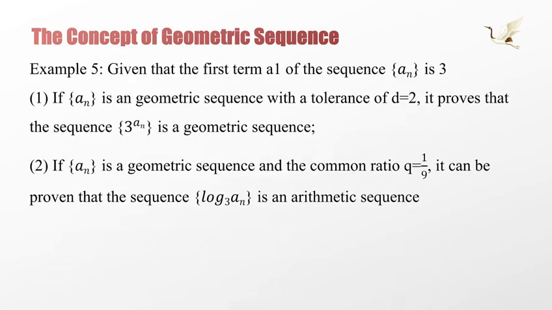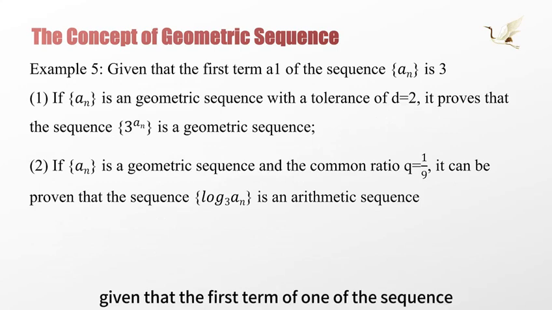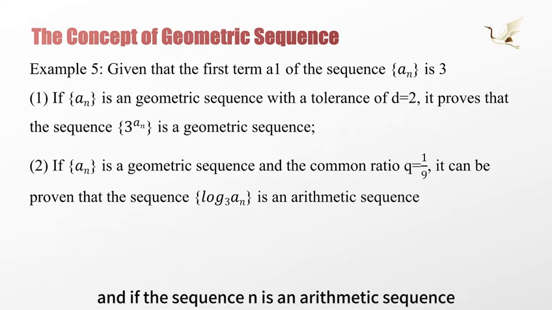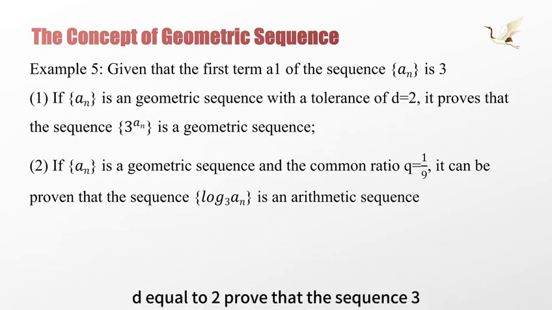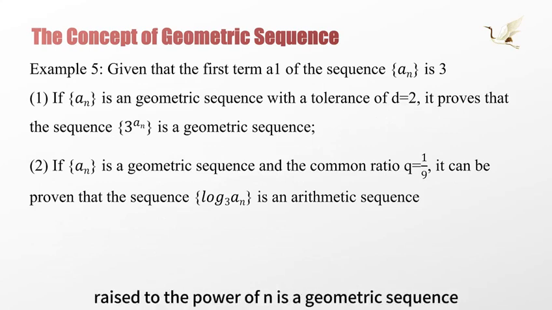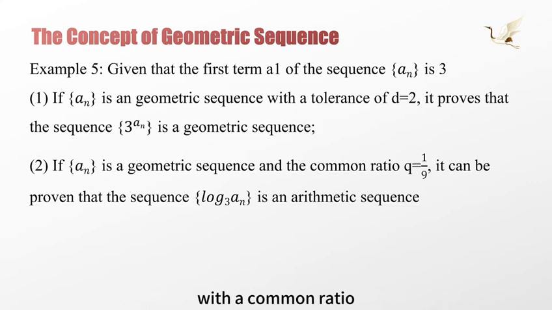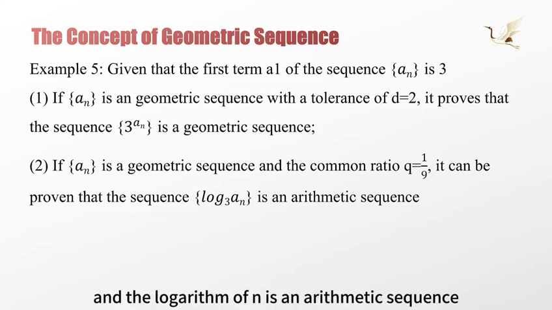Next, let's look at example 5. Given that the first term a1 of the sequence {an} is equal to 3, and if the sequence {an} is an arithmetic sequence with a common difference d equal to 2, prove that the sequence {3^an} is a geometric sequence. If the sequence {an} is a geometric sequence with a common ratio q equal to 1/9, prove that the sequence {log base 3 of an} is an arithmetic sequence.